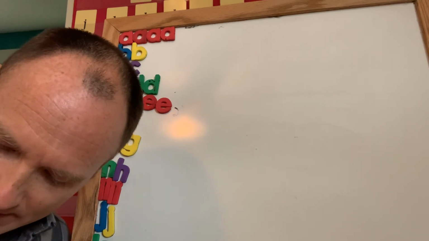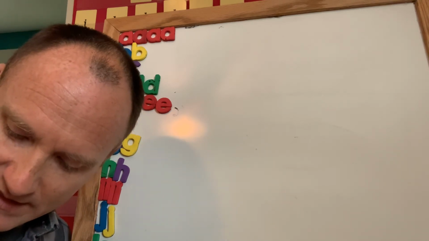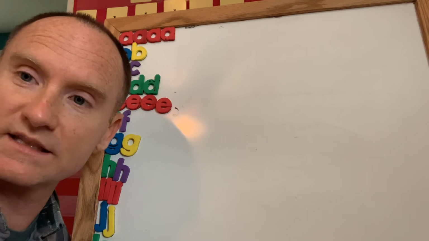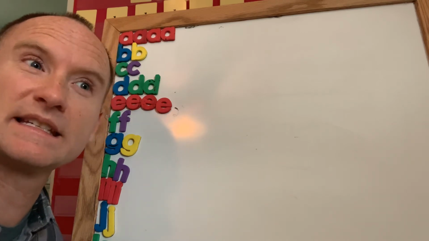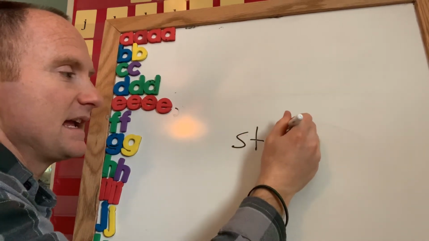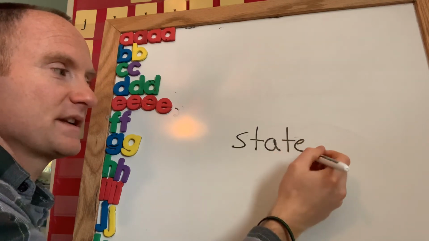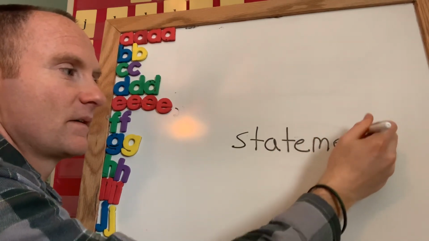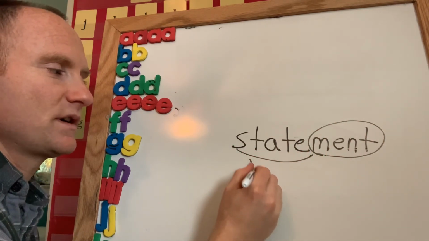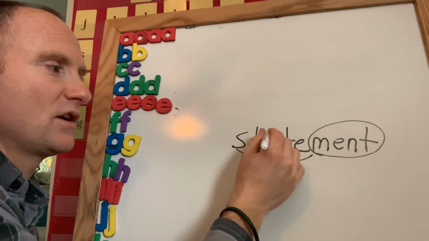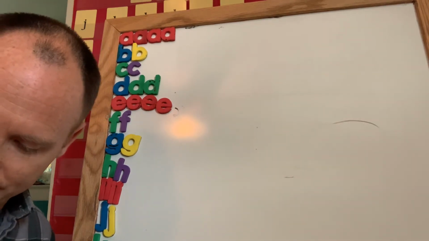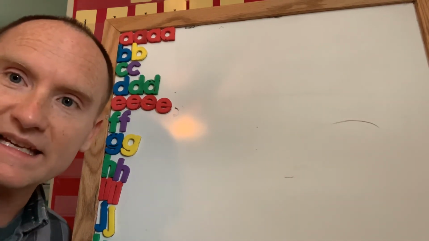Okay. Let's do a two-syllable word, okay? Statement. Does this word have a suffix? Yes. What's the suffix? Meant. What's the base word? State. Pause it and you try. St. Ate. Don't forget that bossy E. Meant. Okay? There's my suffix. Circle that first. Here's my base word. It's a vowel consonant E, long syllable. And then cross out that E because it does not make a sound. All right?